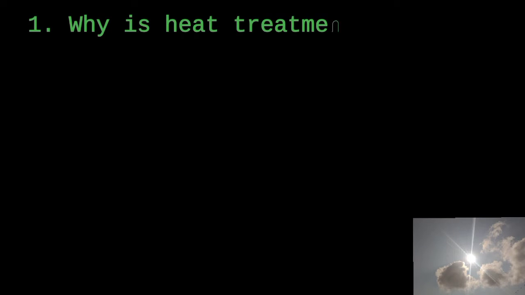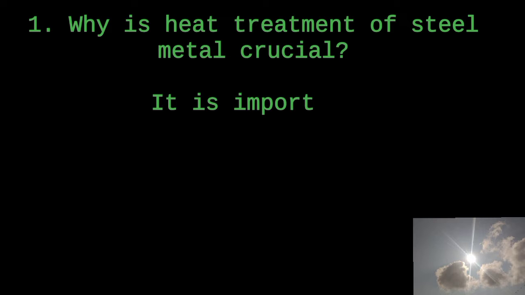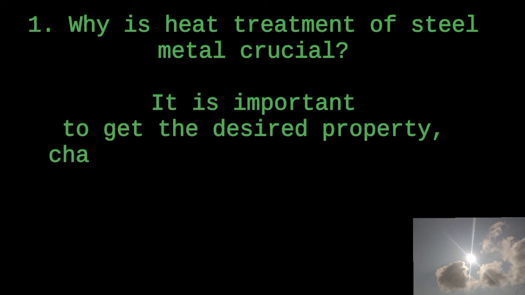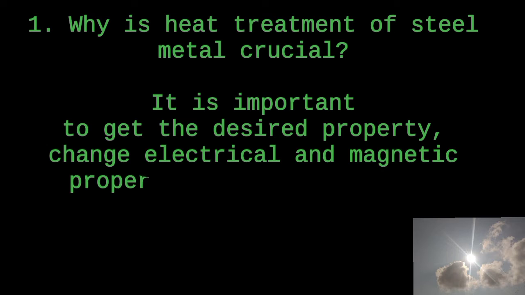1. Why is heat treatment of steel metal crucial? It is important to get the desired property, change electrical and magnetic properties, and relieve the stress after hot or cold working.